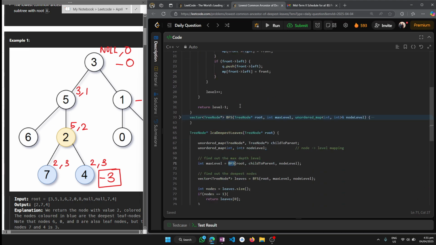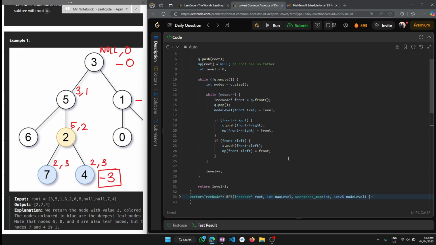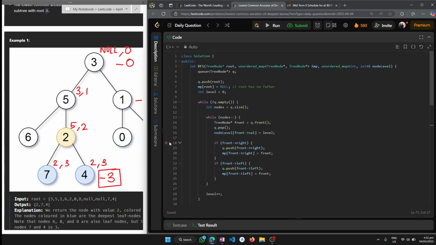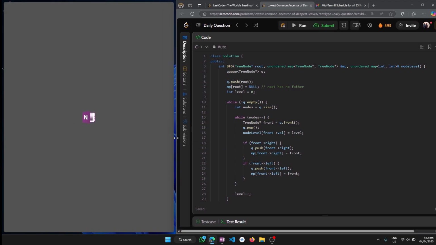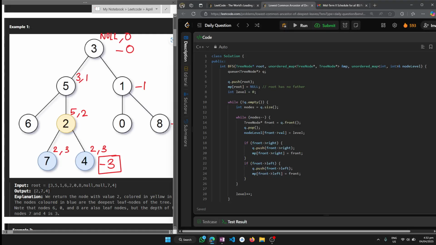What is it going to receive? First thing, it's going to receive the root of the tree. It's going to receive the child to parent map, which is right now empty. We are going to populate it. Okay, and it also receives the node level map, which is right now empty, and this function basically populates both of them. Okay, so how does it do it? Let's have a look. We can even dry run this.